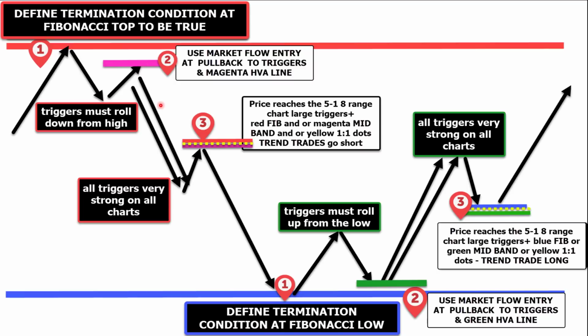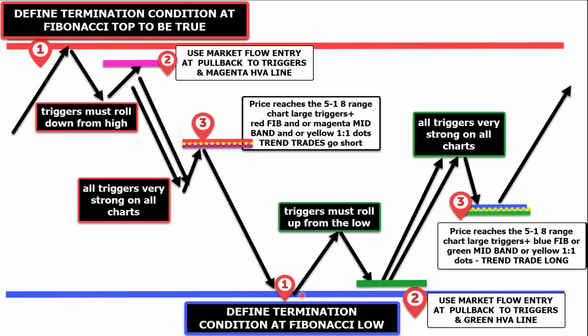Once the trigger lines are extraordinarily strong and in a downtrend, this is the time that a trend trade will be placed on the small chart. Remember, the entry is at both small chart large triggers that include Fibonacci, mid-band and/or 1-to-1s. Exits for trend trades will be placed at Fibonacci support.